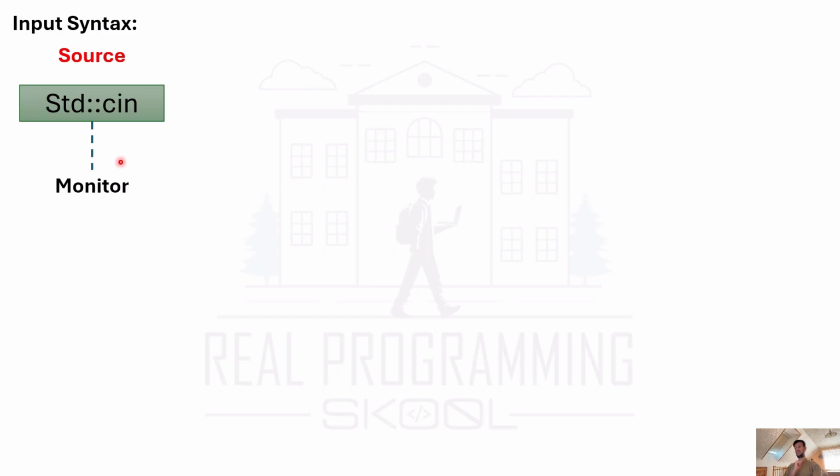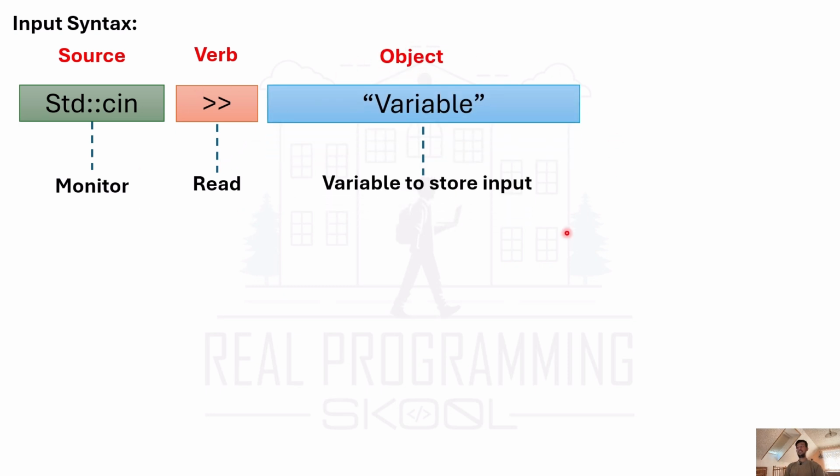All right, this is your monitor. And after that, you have the verb. Before we had the insertion operator, or less than, but today we have to read, so we have greater than, or the extraction operator. Before we had less than, the insertion operator, and today we have the extraction operator, or greater than. And after that, you have the object. This is the input syntax.